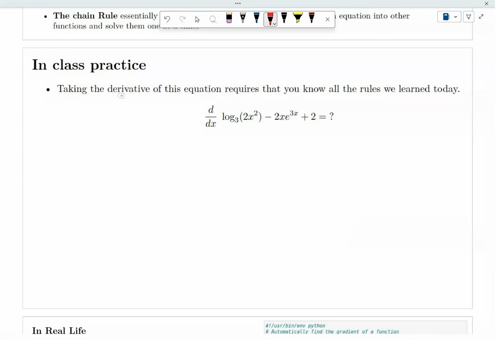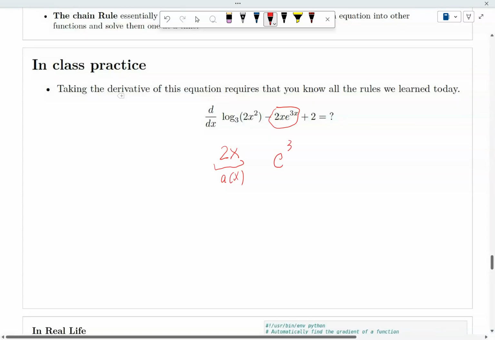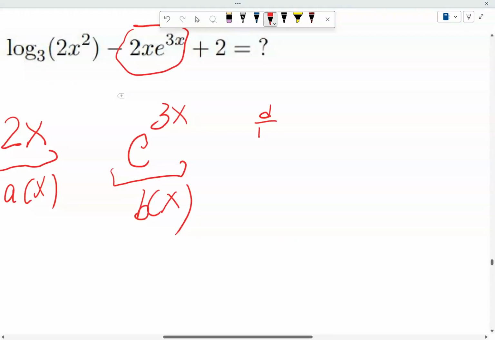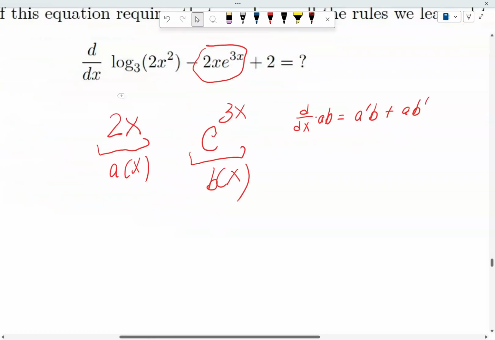Okay, so now let's look at this term. This term, we can divide into two separate terms, which is 2x, we're going to call this function a, and e to the 3x, I'm going to call this function b. So now, if we want to find the derivative of this, we can use the product rule. The product rule is the derivative of two functions, a and b, is equal to the derivative of a times b plus a times the derivative of b. Okay? So this means that if we find the derivative of a and the derivative of b, then it's pretty easy. We just plug it into the formula.